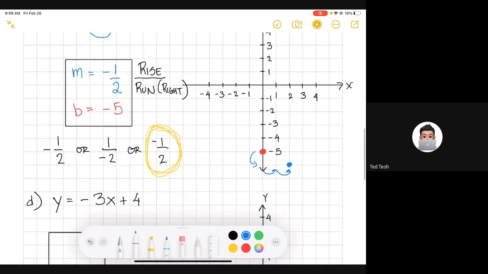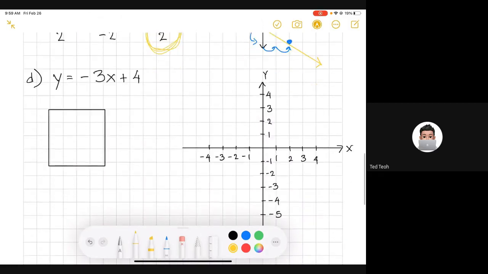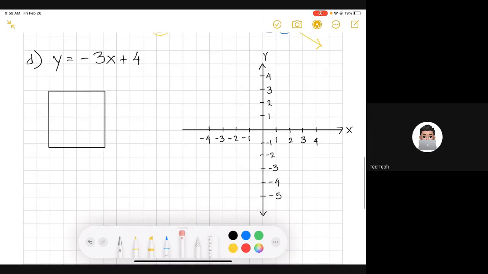All right, from there, your last step is to draw a line that goes through both dots as best as you can with arrows on the end. All right, so this is the last type of scenario you might run into.